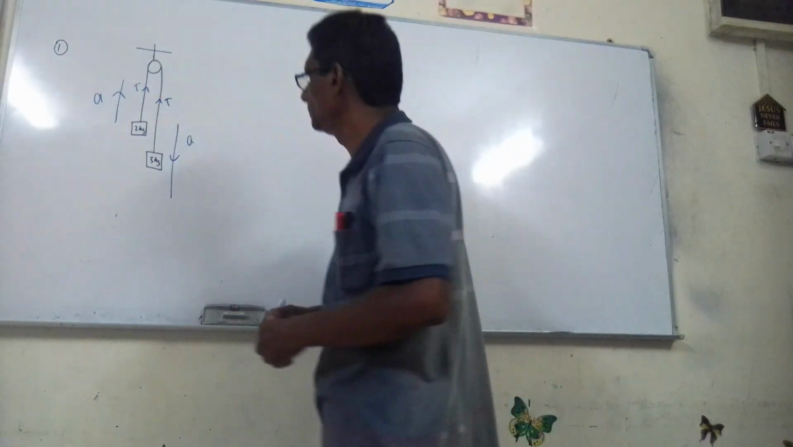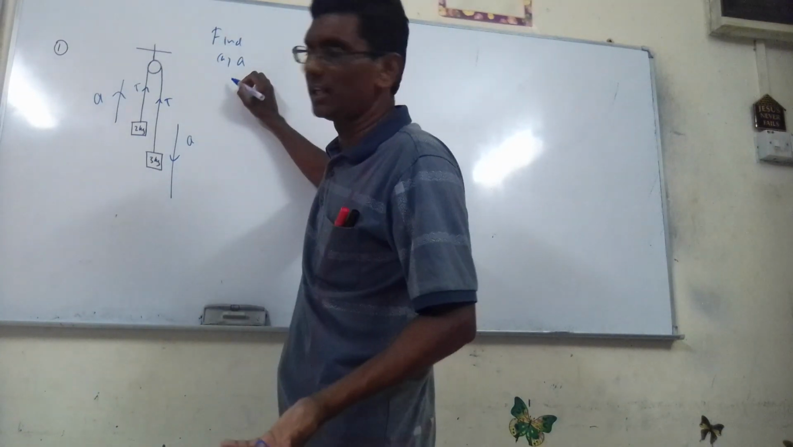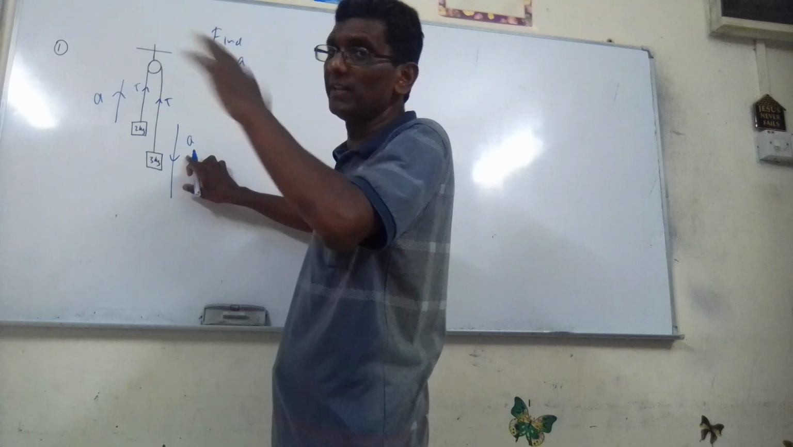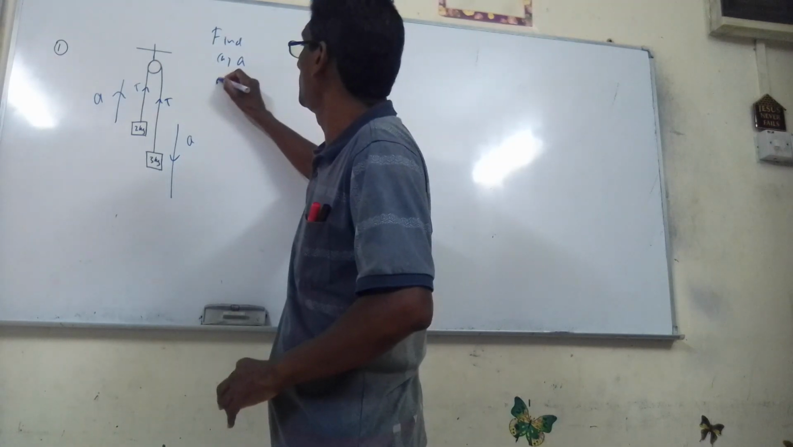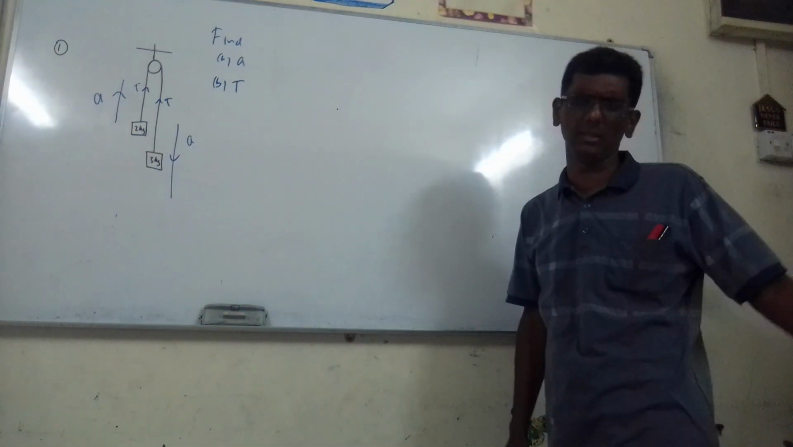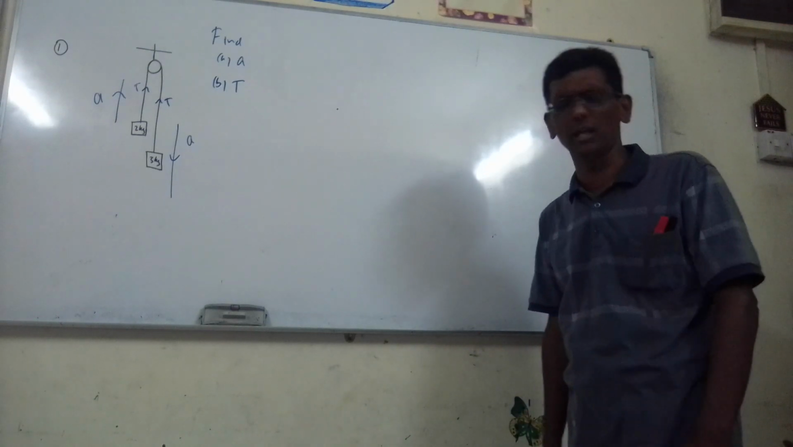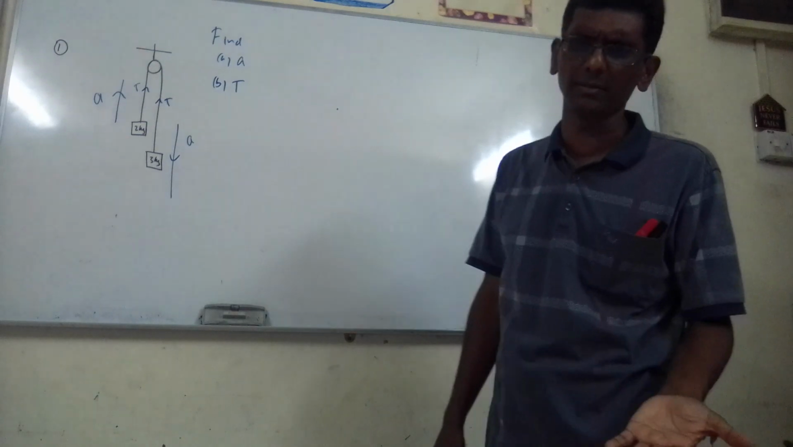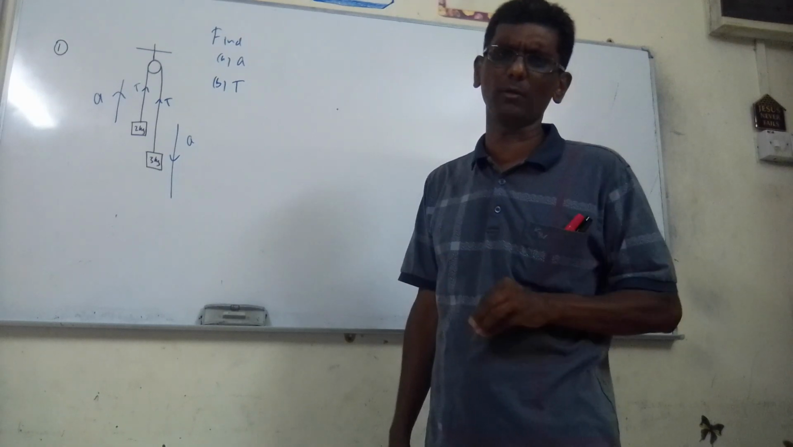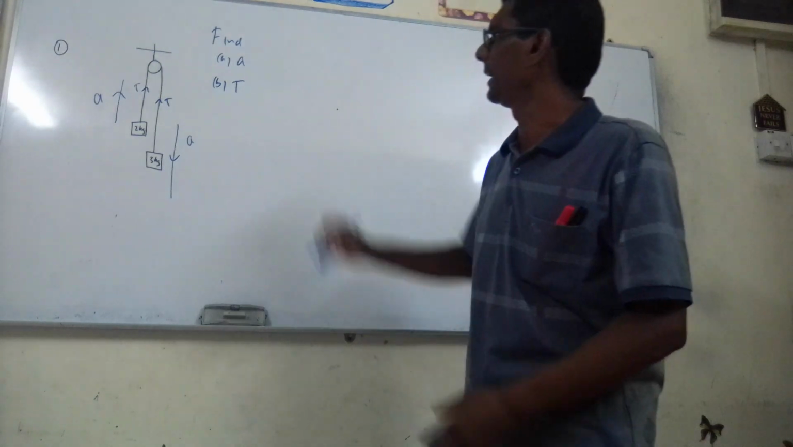So the question asks you, find the acceleration of the system, as both move down and up with the same acceleration. And question B, find the tension in the rope. I saw this as one of the questions in the syllabus, so I like to teach this question. They ask some questions about tension, about the pulley system.